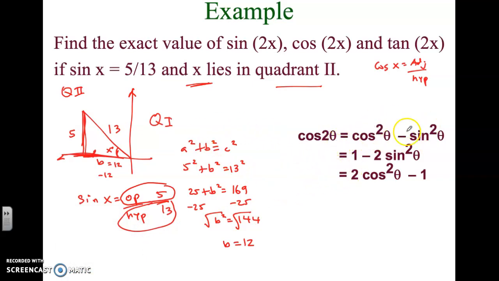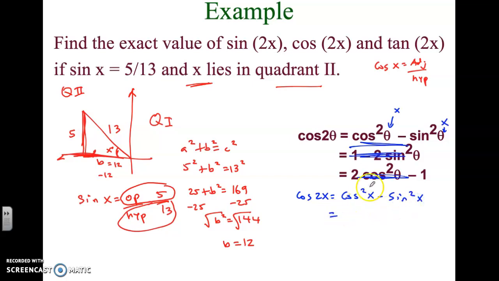I believe here I have cosine and sine. Let's use the first one. So cosine of 2x is equal to cosine squared of x minus sine squared of x. Remember, my angle in this case is x. Let's cross out the others: cosine squared of x minus sine squared of x.